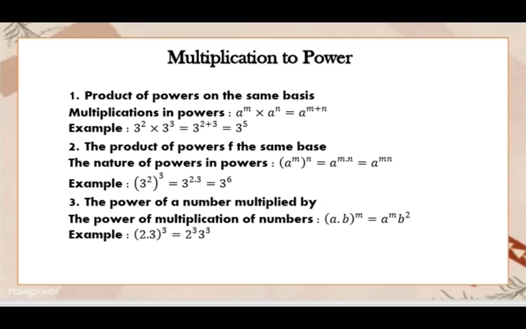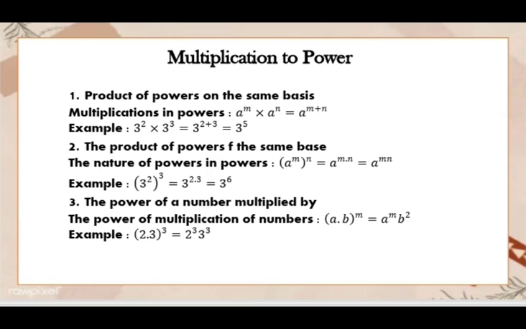Multiplication of powers. Product of powers with the same base: a to the power of m multiplied by a to the power of n equals a to the power of m plus n. Example: 3 squared multiplied by 3 cubed equals 3 to the power of 2 plus 3, which equals 3 to the power of 5.